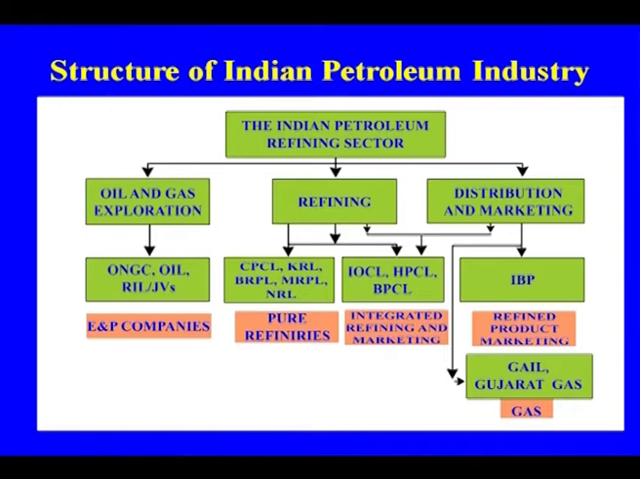Then marketing, because the refining is under the private sector and public sector, along with distribution and marketing of the products. Some organizations were developed just for marketing. Take the case of IBP: they do not have any refining, but they do the marketing part. Apart from this, Indian Oil, BPCL and HPCL all have their own marketing distribution systems. So, this is about the structure.